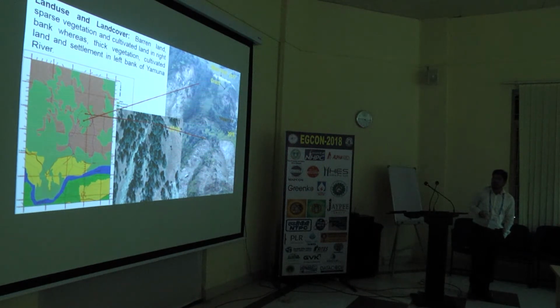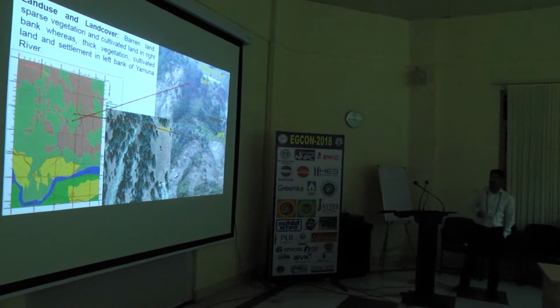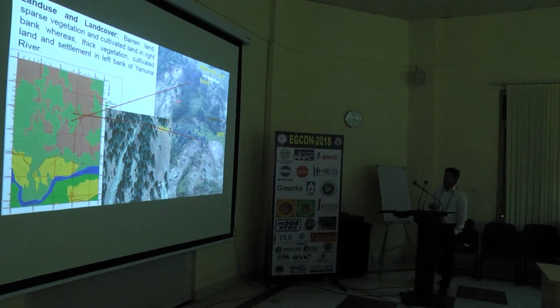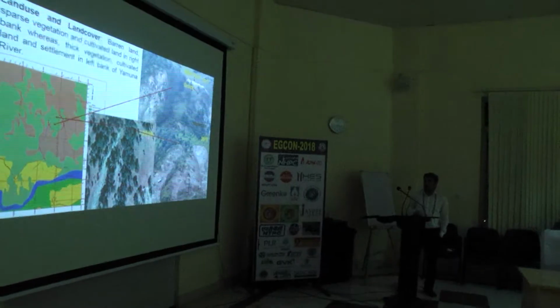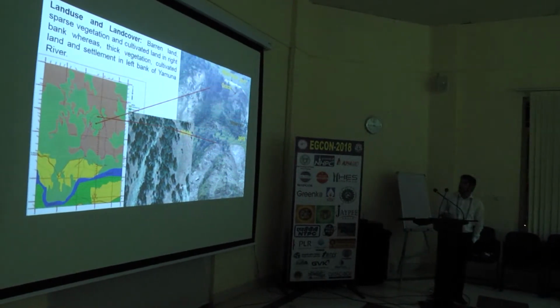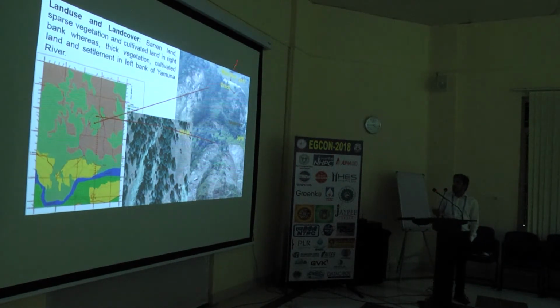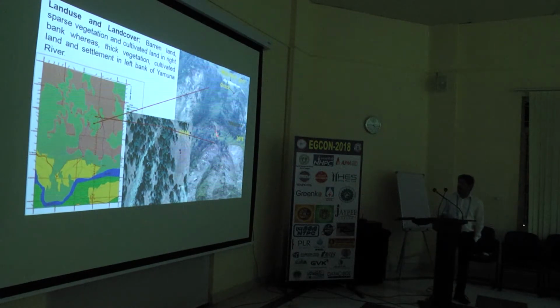This is the land use land cover map. Basically here this green color is sparse vegetation. This is the barren land, and the yellow color is the cultivated land, and the river Yamuna. Now here there is a main scarp, which is at about 450 meter elevation, and this photo was taken in 2017. This one is after 1 year, 2018.